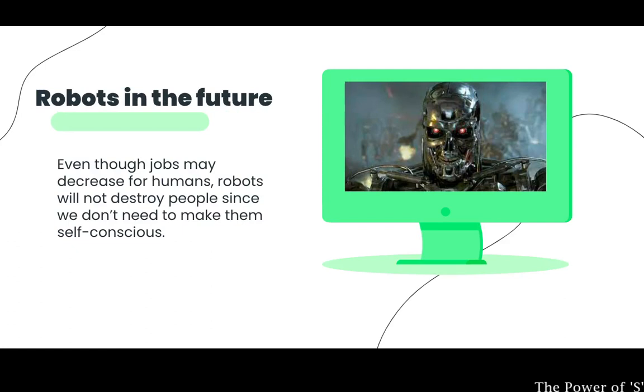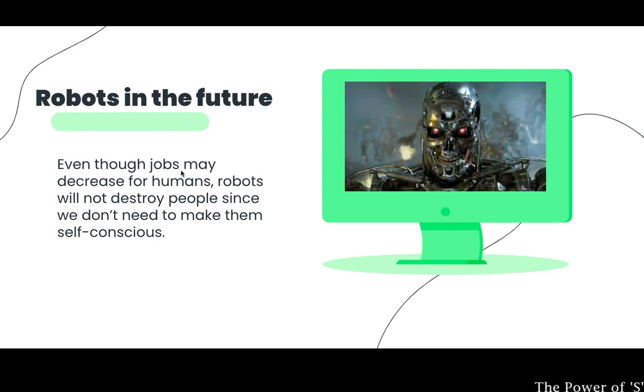So even though jobs may decrease for humans, robots will not destroy people since we don't need to make them self-conscious, right? Remember, only if you make a robot self-conscious, aka a cyborg or a humanoid, are you allowing it to actually make decisions on its own. But we're not going to do that, at least for a long time, so as to mitigate the risk of unwanted incidents. So, this thing is what concerns me.